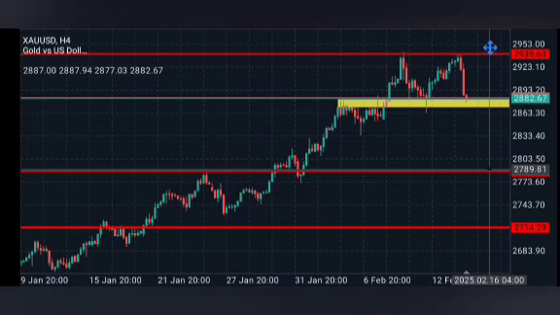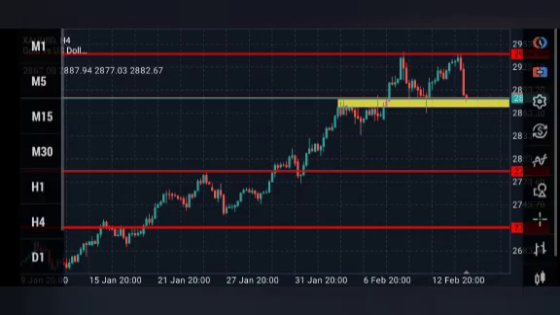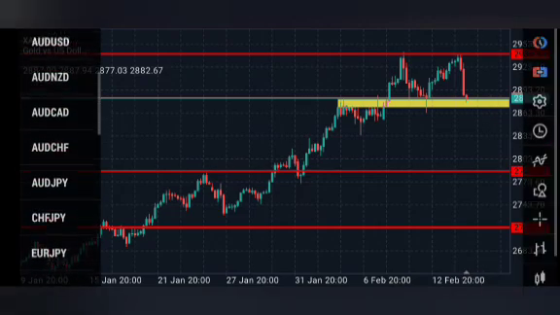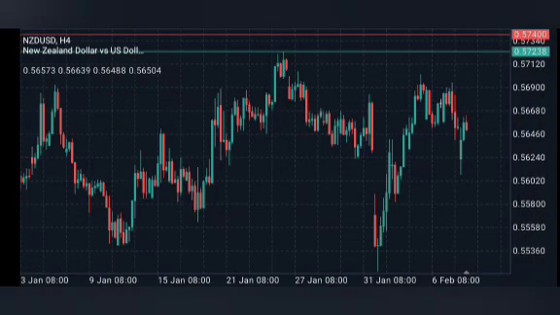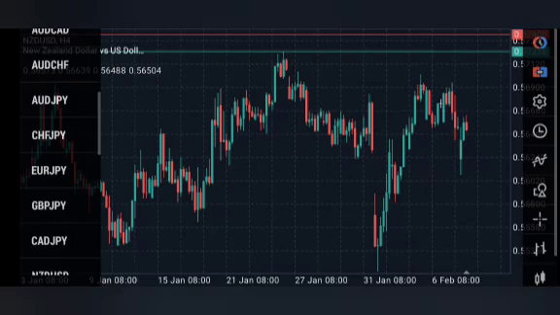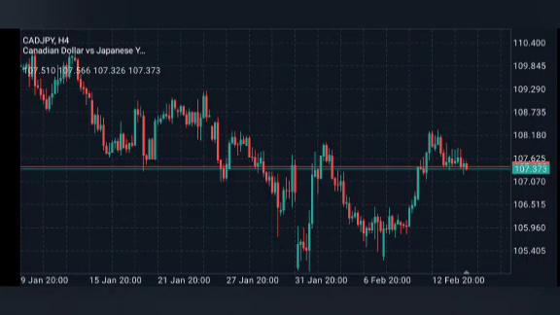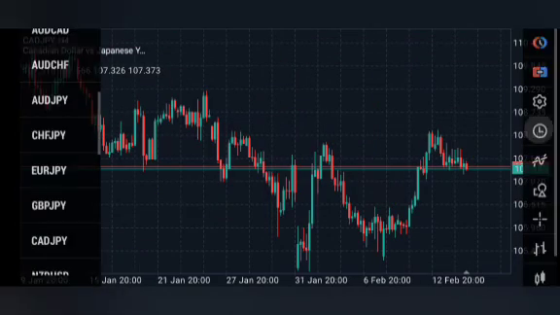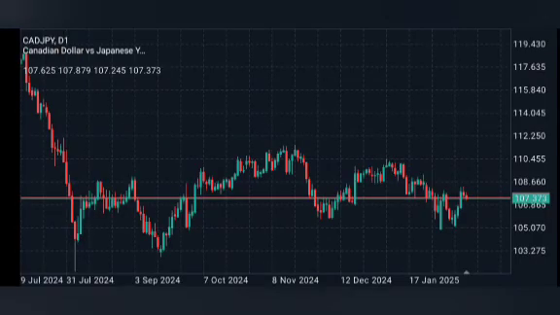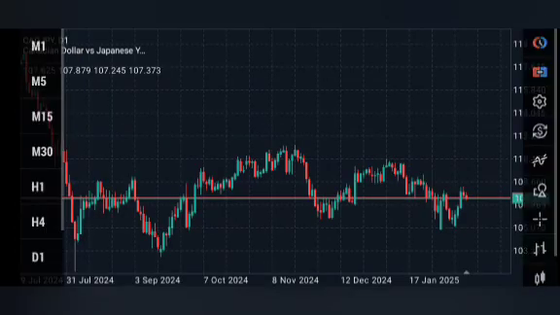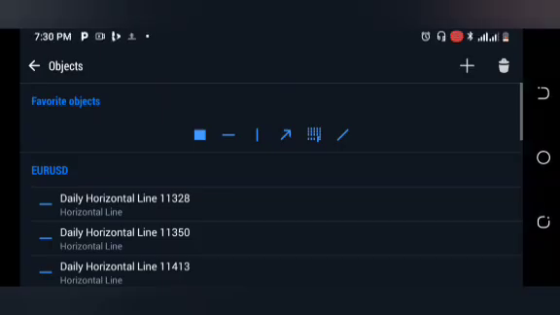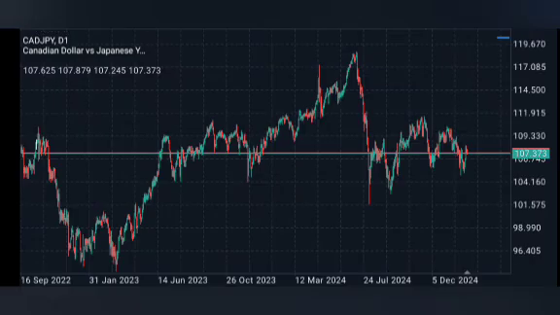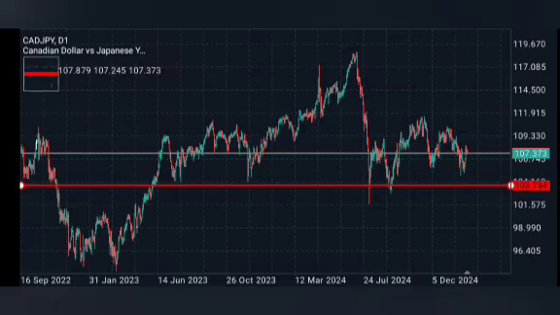So let's go to CADJPY, which is going to be the last pair that I'm going to be doing. So as usual, we'll go to the daily time frame. So what is the first thing you do? As usual, you look for the areas of importance, zones of importance in the market.